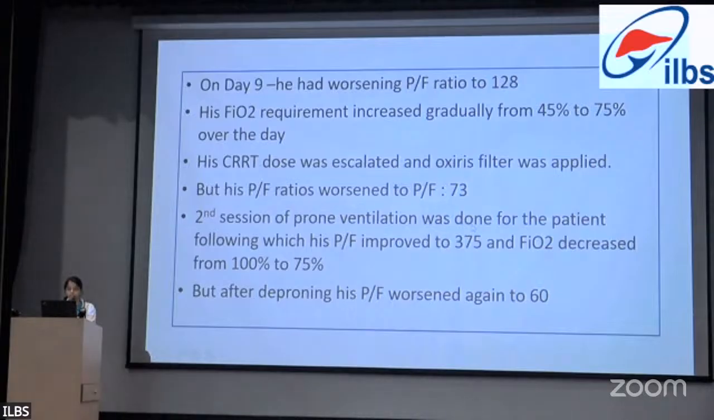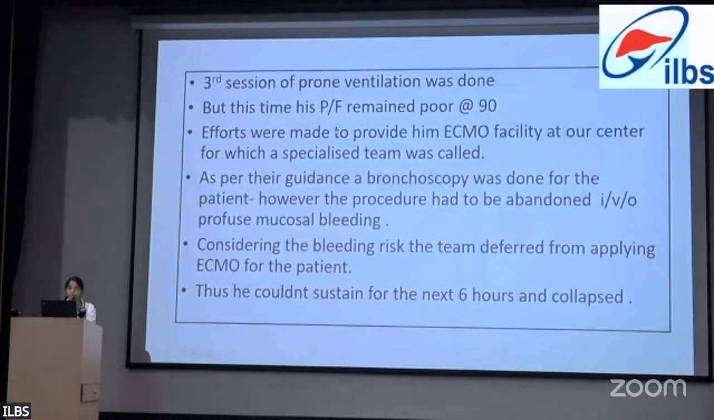A second session of proning was done, following which PF did improve to 375, and FiO2 requirement decreased from 100 to 75%. But after deproning, again, the PF ratio started to worsen. A third session of proning was done, but this time PF remained poor.